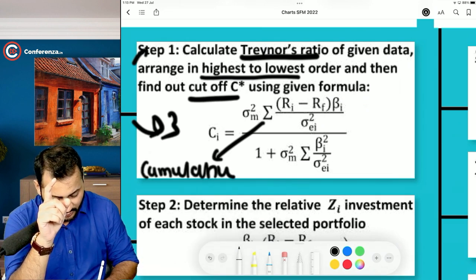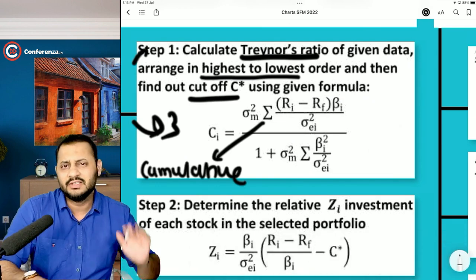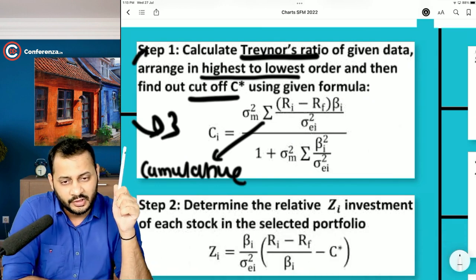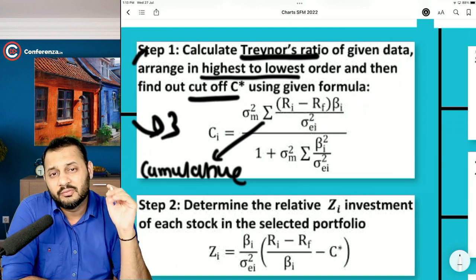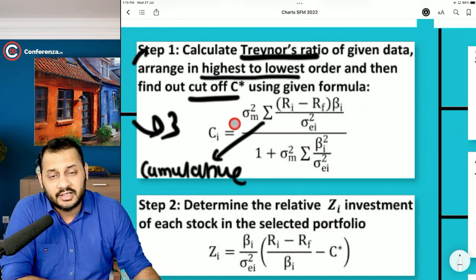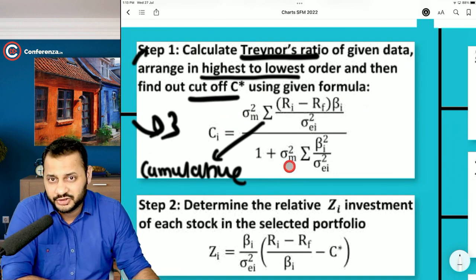This summation is not the total, it is the cumulative summation. I will just explain that while solving the question. And then the entire numerator will be multiplied by the variance of the market, that is standard deviation of m square, and the same is repeated in the denominator, 1 plus standard deviation of m square.